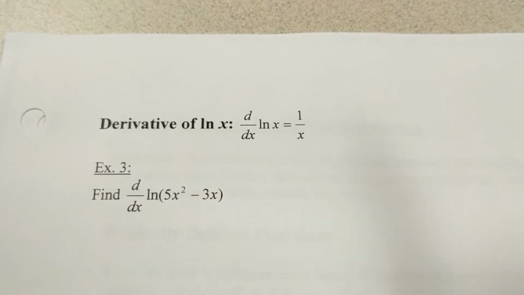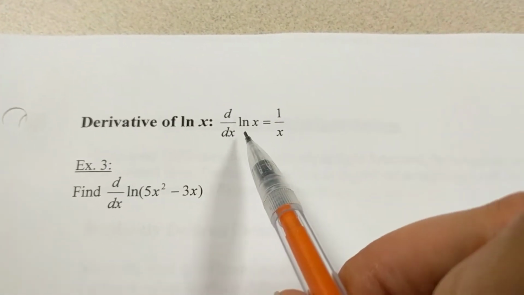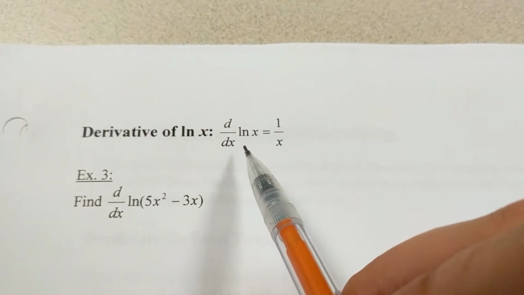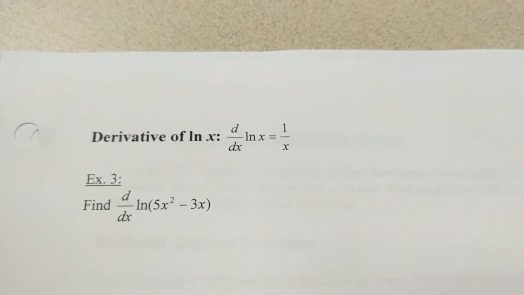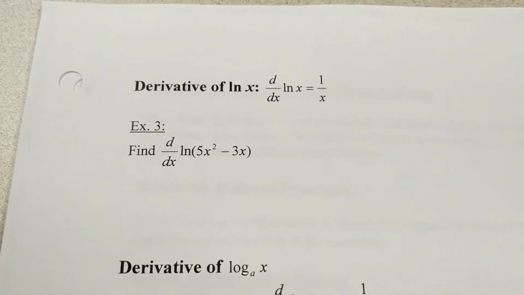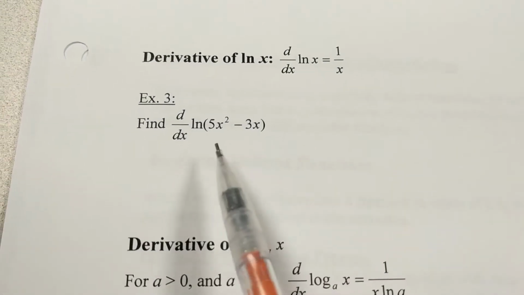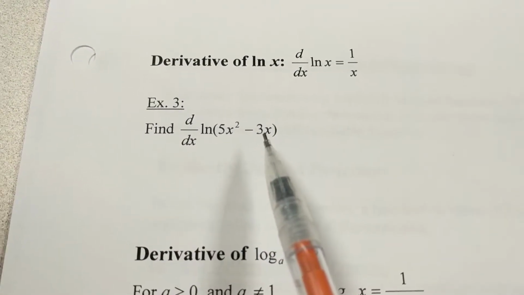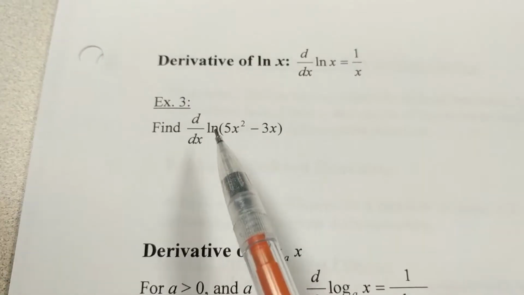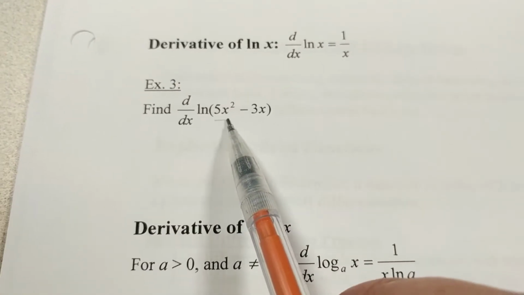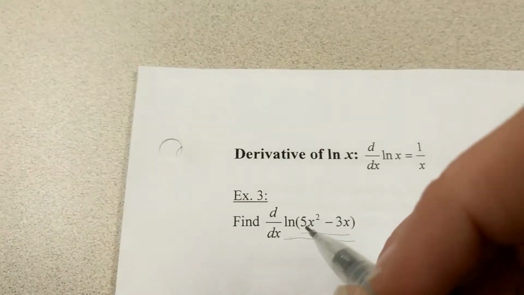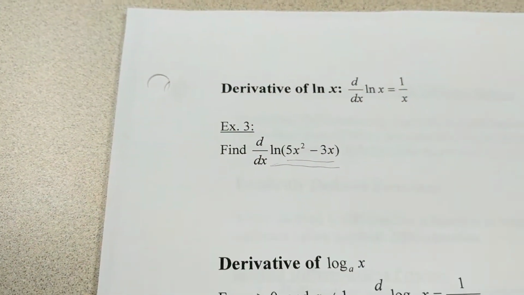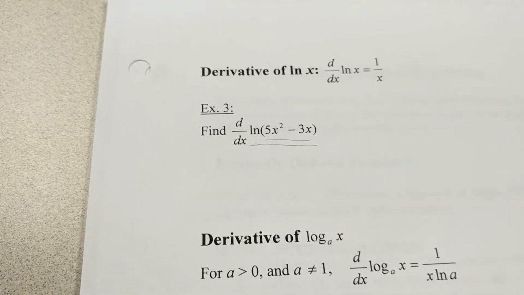Our next derivative definition is natural log. And this one we've explored before, but the derivative of natural log is 1 over x. So when we get to example 3, the derivative of natural log of 5x squared minus 3x, we've got a chain rule, an inside function and an outside function. So go ahead and take a minute, put those two parts separated.